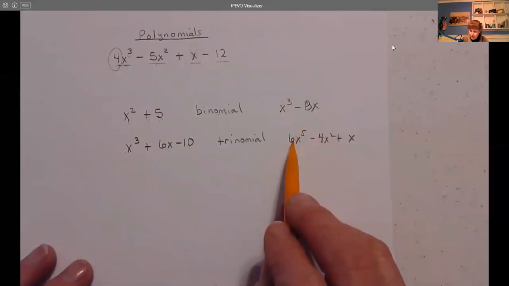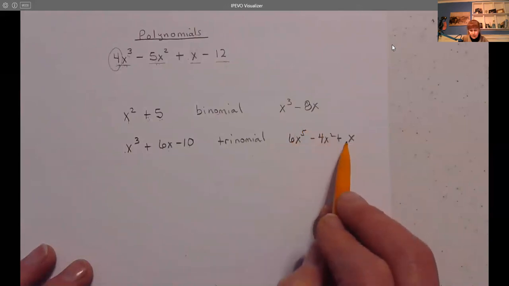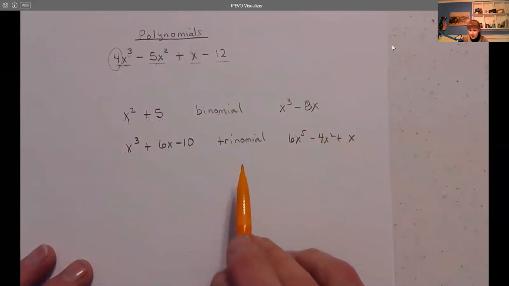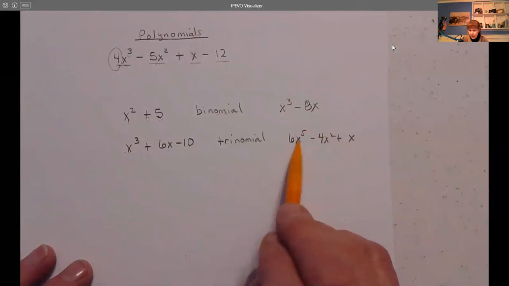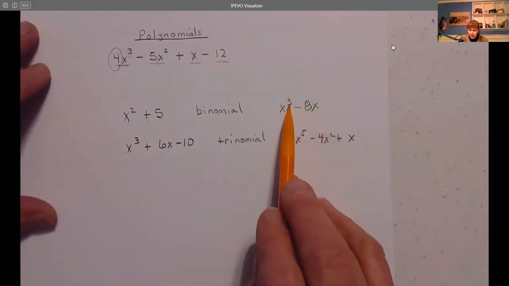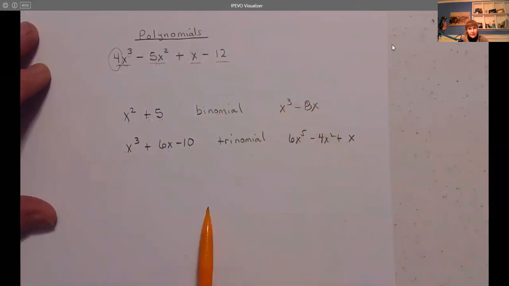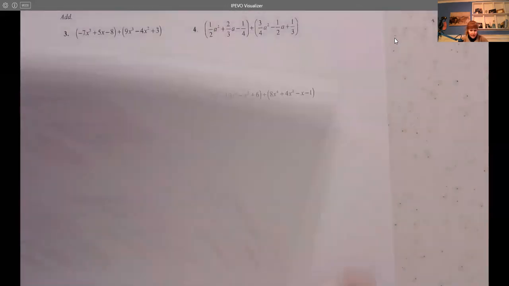So the coefficients here are 6, -4, 1. Those are the coefficients, the numbers in front. The degree of the polynomial is 5. The degree of this polynomial is 3. The coefficients are 1 and a -8. So now we're going to look at some examples.